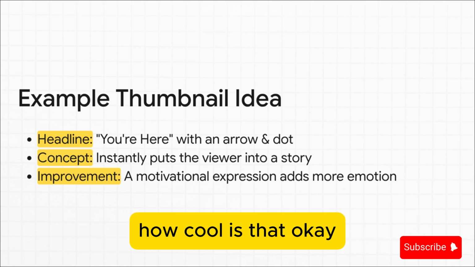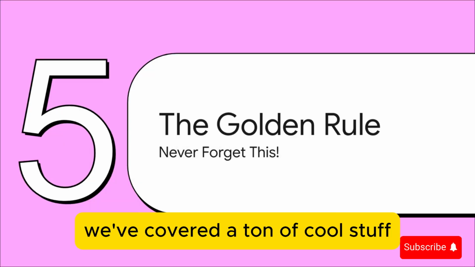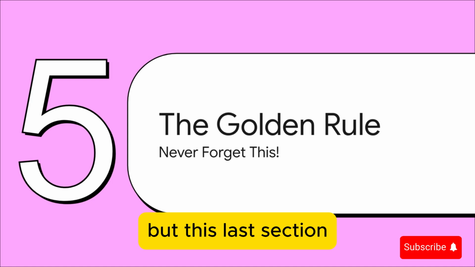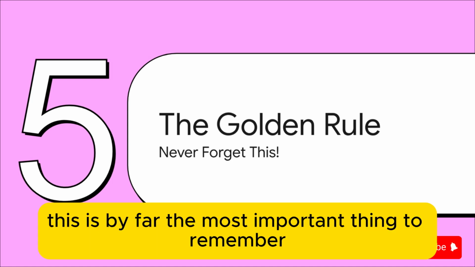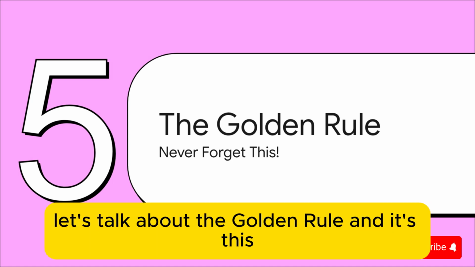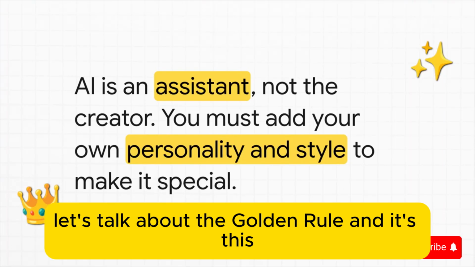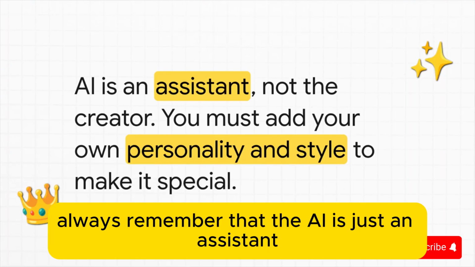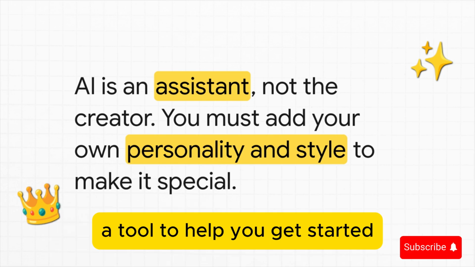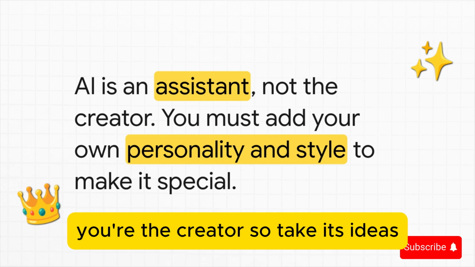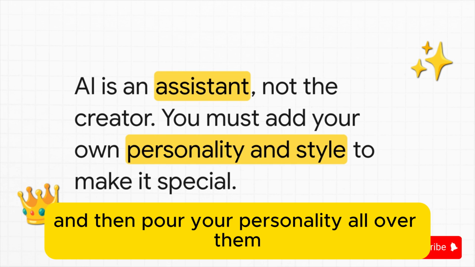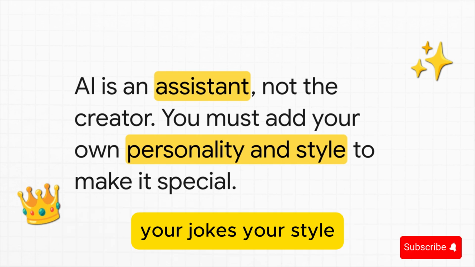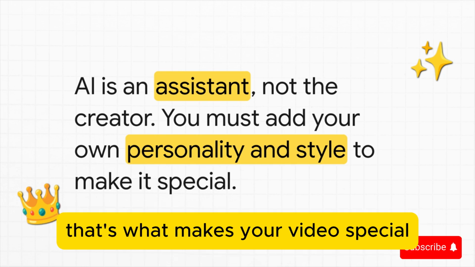How cool is that? Okay, we've covered a ton of cool stuff, but this last section, this is by far the most important thing to remember. Let's talk about the golden rule. And it's this: you are the boss of your video. Always remember that. The AI is just an assistant, a tool to help you get started. You're the creator. So take its ideas and then pour your personality all over them. Your jokes, your style, that's what makes your videos special.